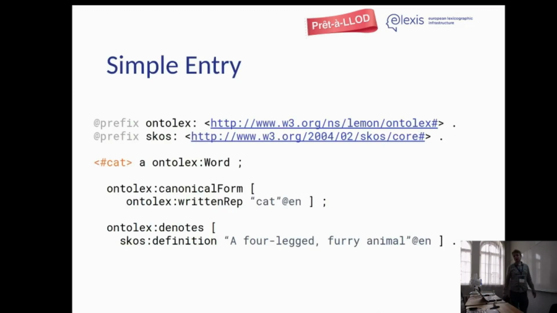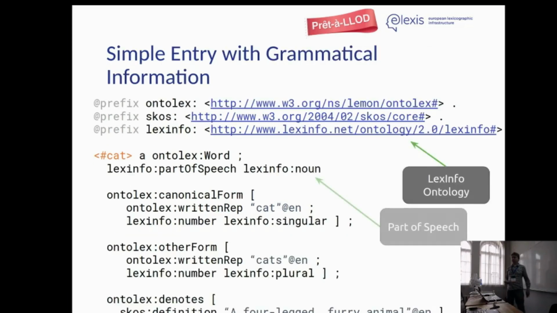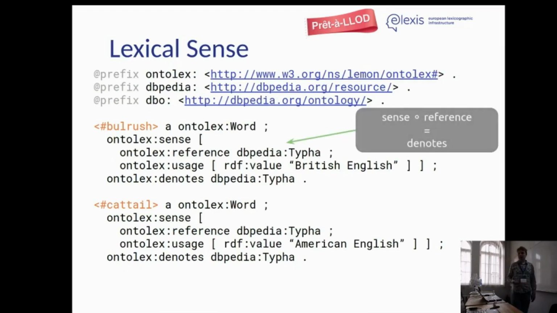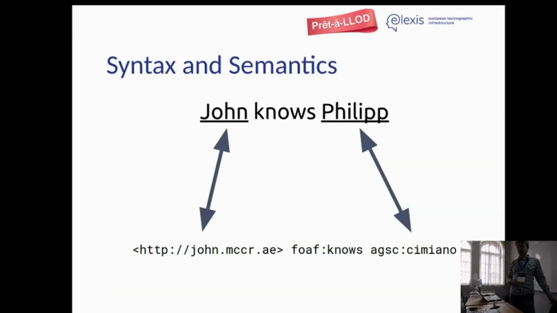So we're going through the modules. We had a simple example here. We saw how we can add grammatical information to a lexical entry. We looked at lexical senses and how we use these to distinguish between different usages of a term. And then we started looking at the syntax and semantics.